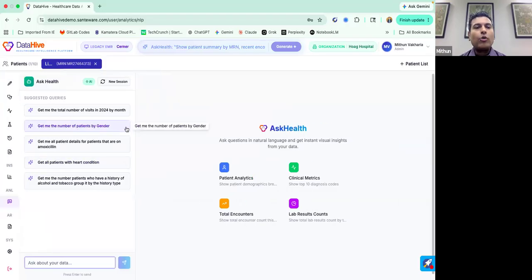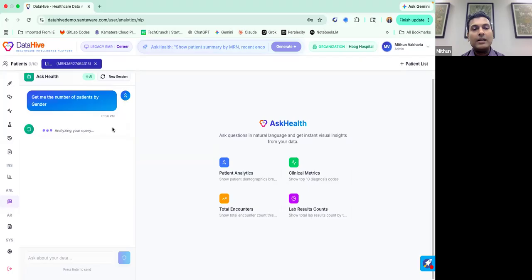So let's say I want to know the number of patients by gender that are available in this database. Since this is a demo database, we have a very limited number, but in a real situation, you might have millions of records. It will actually look into each of those patients' records and then group them by gender. So this is a very simple NLP question that the users could interact with.